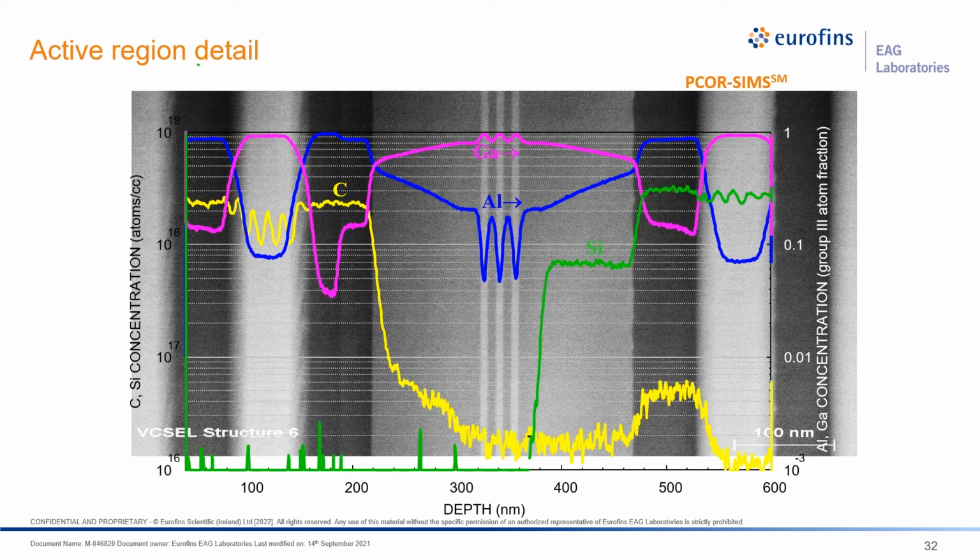And on top of that, if one needs to be looking at the interface sharpness, SIMS is not a good way to do it. You would have to do microscopy on top of doing SIMS. Because of that, SIMS and microscopy go hand in hand in many compound semiconductor analyses, especially.